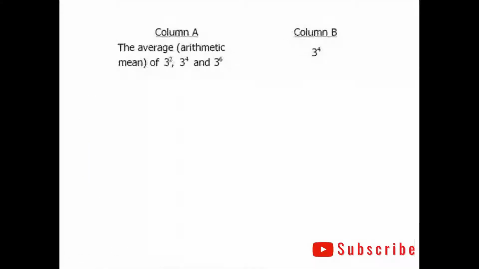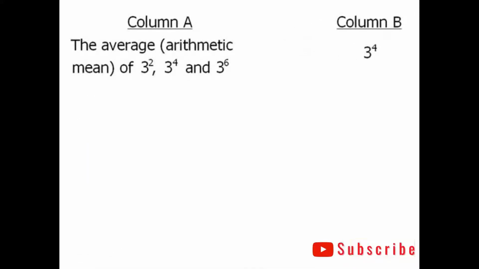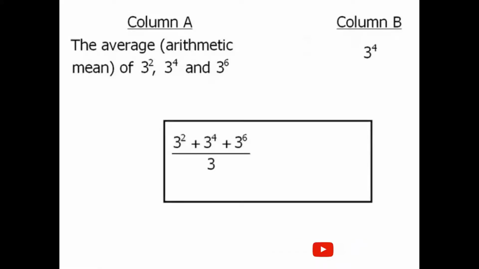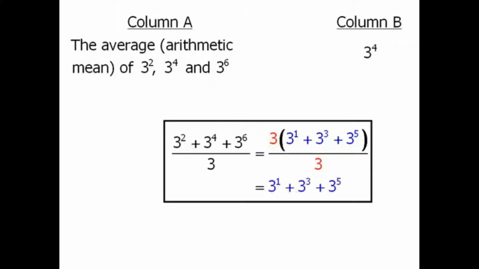All right, let's begin with column A. To find the average of these three numbers, we'll first find their sum and then divide this sum by 3. Now to simplify this, we'll take our numerator here and factor a 3 out. And now we see we can eliminate these two 3's to get the following.